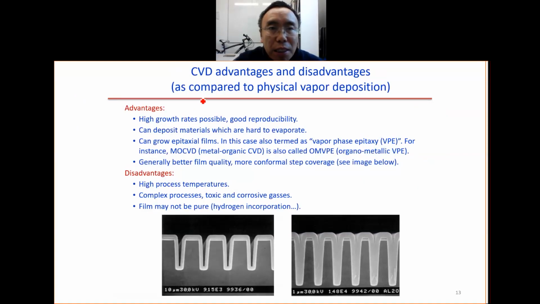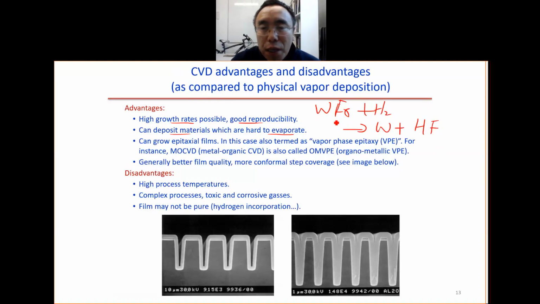So the advantages of the CVD process: high growth rate, good reproducibility. Actually it's very reproducible, more reproducible than other methods. It can deposit materials that are hard to evaporate. So what material is hard to evaporate? You can imagine, tungsten is hard to evaporate because it's very difficult to vaporize tungsten. It has very high melting and boiling temperatures. But for the CVD, this can be done easily by using WF6, this gas, plus hydrogen to form tungsten plus HF. You can see, very easy by the CVD, but hard by evaporation.